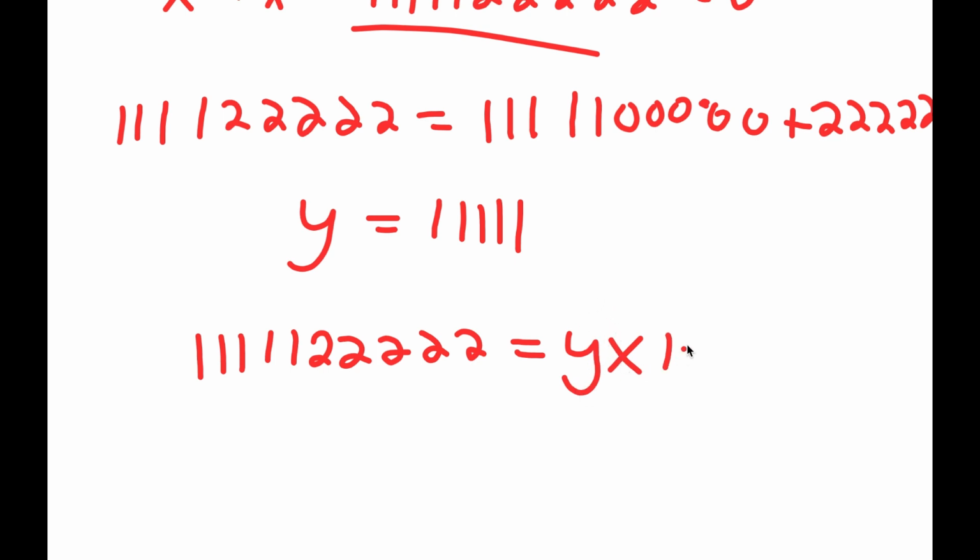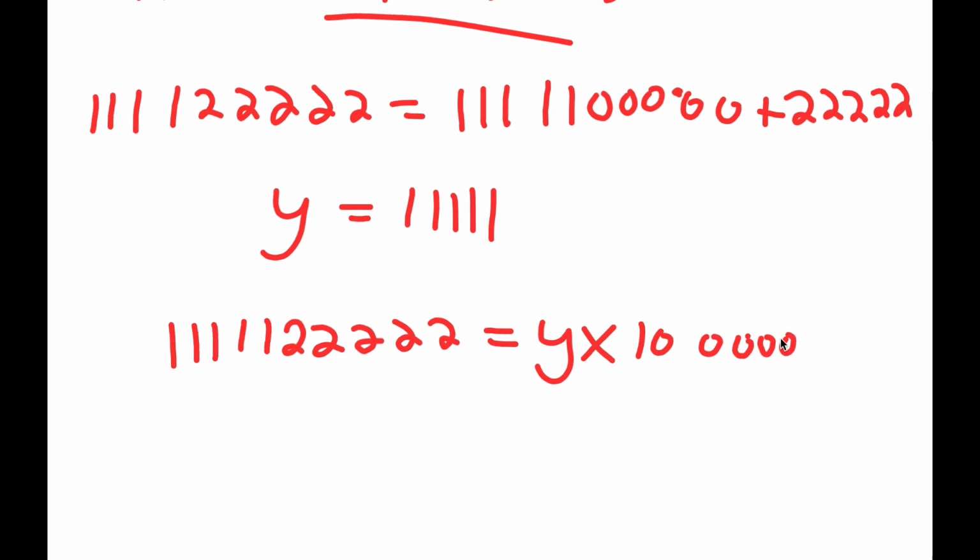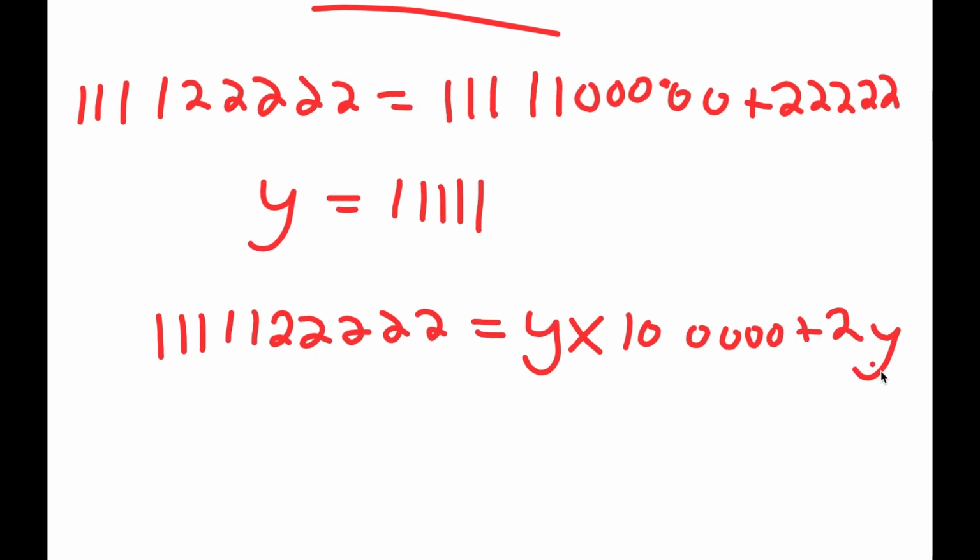y times 100,000. And I have this plus 2y, because remember, y is 11,111, and 2y is going to be 22,222.